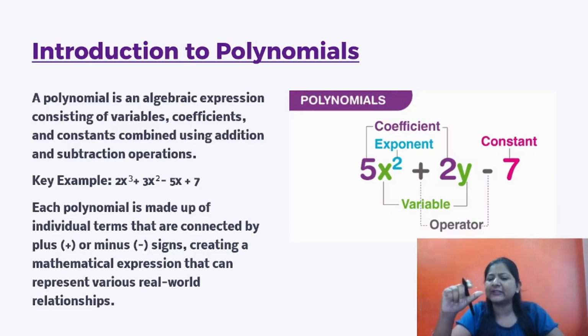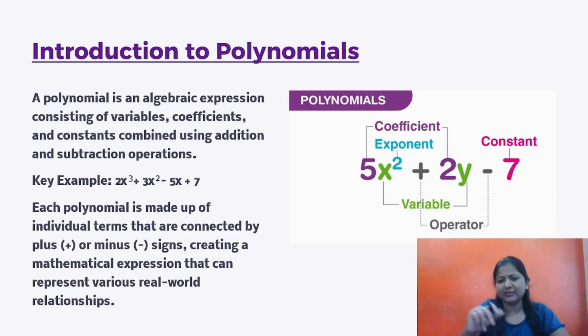Let's suppose 5x square plus 2y minus 7. I have taken this as an algebraic expression, and I will discuss why we are calling it a polynomial. First of all, look at a few things: 7 is a constant over here, x and y are the variables, and the numbers attached to the variables, like the 2 here, are nothing but exponents. Any value raised to the variable is an exponent.